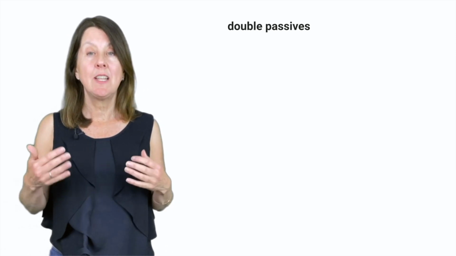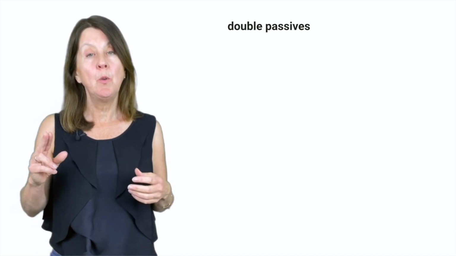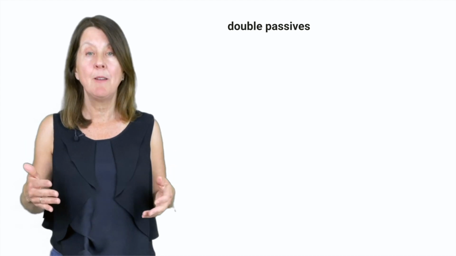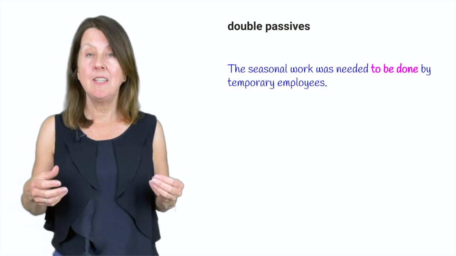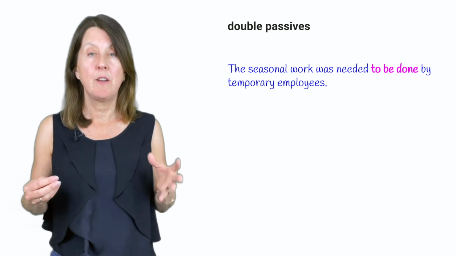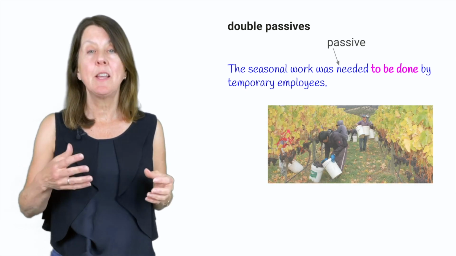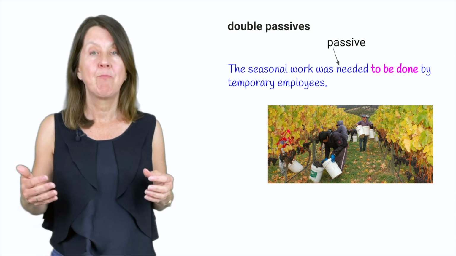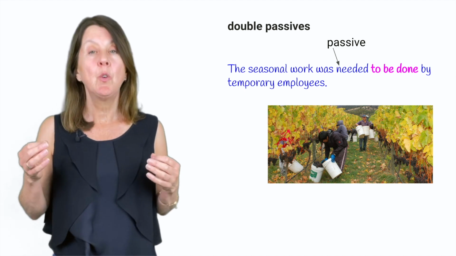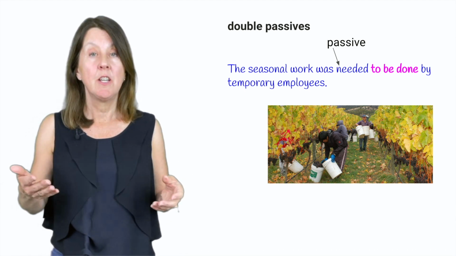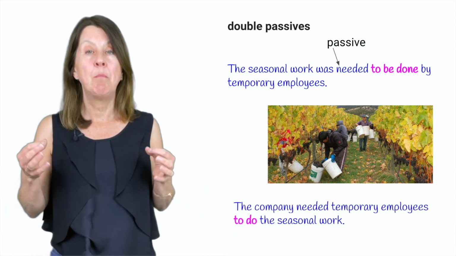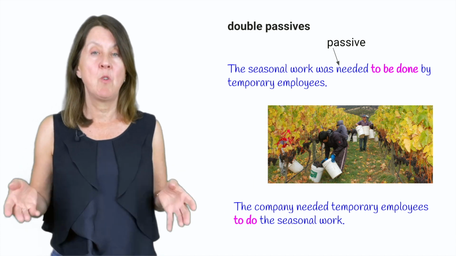Finally, let's look at double passives. Double passives are sentences that contain two connected passive verbs. So, for example, you could say, the seasonal work was needed to be done by temporary employees. So here is the first passive, was needed, and the second passive is a passive infinitive, to be done. To turn this into a sentence with an active infinitive, you can add a subject and rearrange to make something such as, the company needed temporary employees to do the seasonal work.